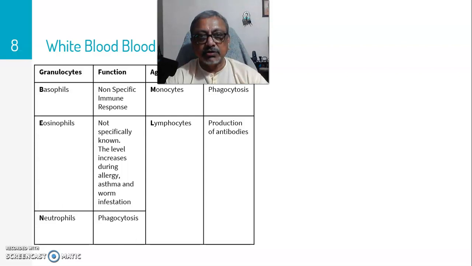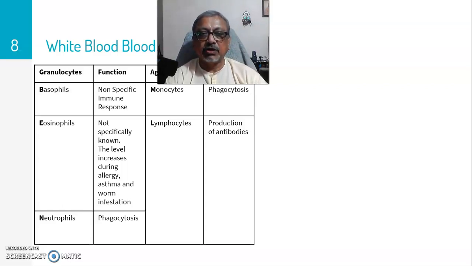Neutrophils are involved in the phagocytosis. Phagos means eating, cyte means cell, so thereby neutrophils are involved in the eating of cells, that is the foreign cell or the bacterial cell. Monocytes are also involved in the phagocytosis, but they are involved in the late phase of an infection.